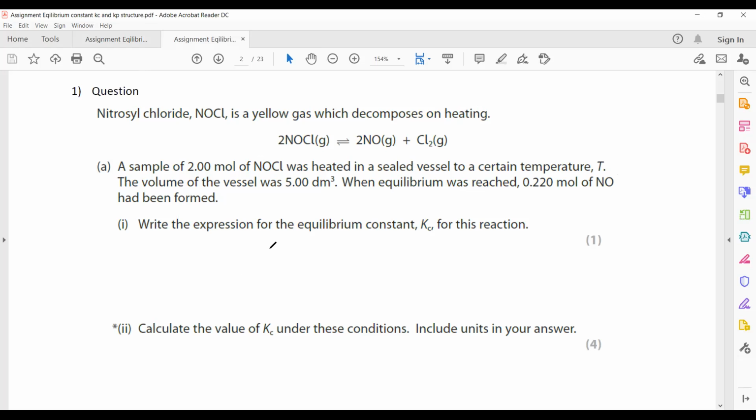It's a homogeneous equilibrium, so it will be product divided by reactant. So it will be the NO concentration. You have to use the square brackets, it is important. Don't use curly or round brackets. The concentration of chlorine divided by the concentration of NOCl. Calculate the value of Kc under these conditions, 4 marks. So how do we calculate the value of Kc after writing the expression for Kc?